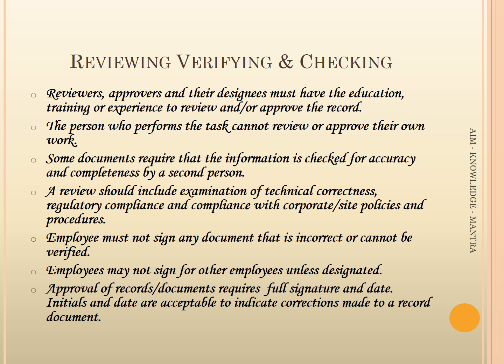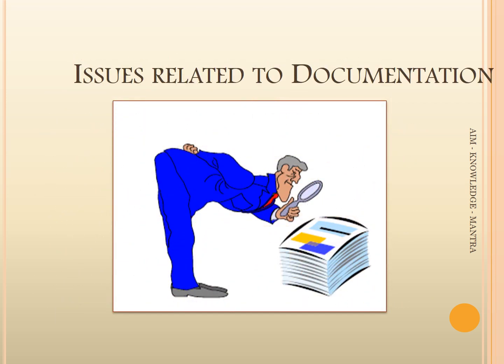Employees must not sign any document that is incorrect or cannot be verified. Employees may not sign for other employees unless designated. Approval of records and documents requires full signature and date. Initials and date are acceptable to indicate corrections made to a record or document. Issues related to documentation.